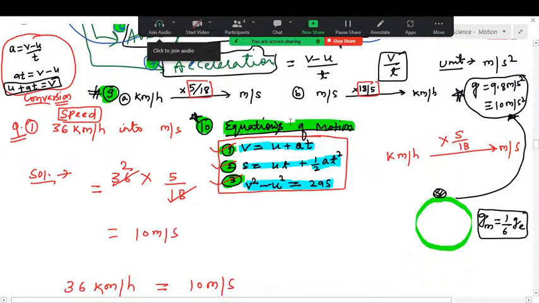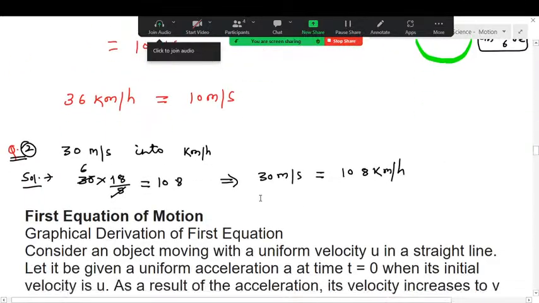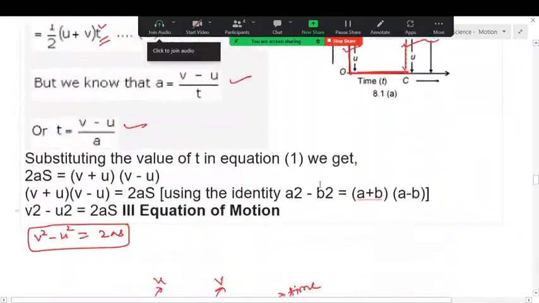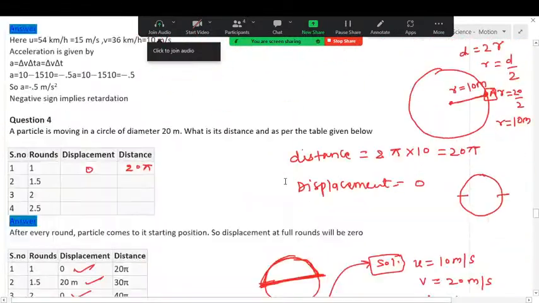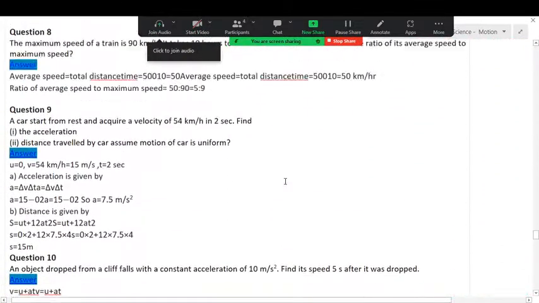And then we have the equations of motion. v is equal to u plus at, s is equal to ut plus half at square, and v square minus u square is equal to twice as. I've also introduced the fact here that acceleration due to gravity on the moon is 1/6 of that of the earth. And then we solve these questions, derive the equations of motion, and solve questions. I think you must be okay with that.